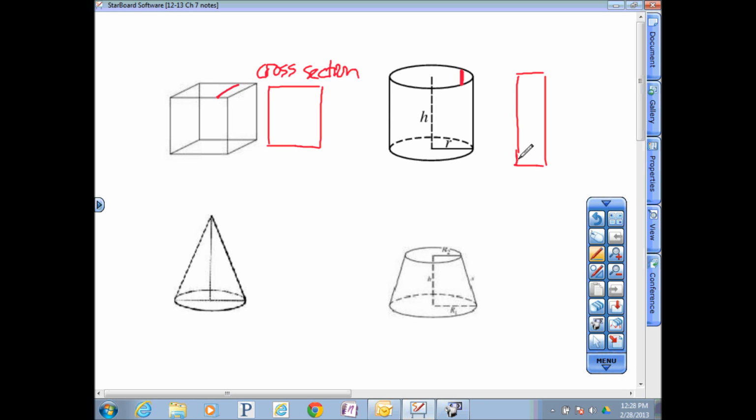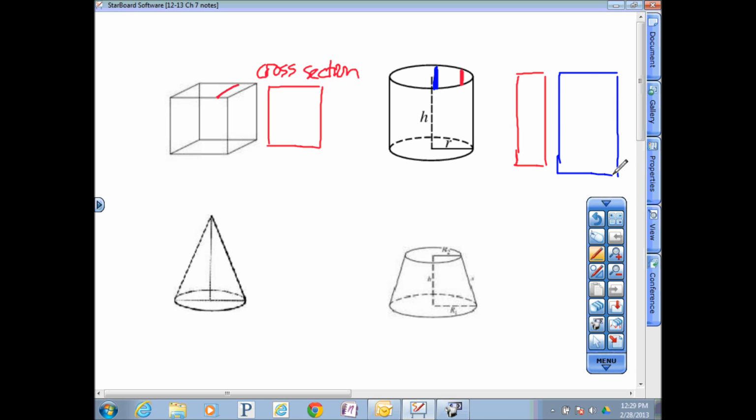Now, is the cross-section always the same size? No. It's always the same height in a cylinder, but what happens if you cut here, almost the diameter of that base? If you cut there, you're going to see a cross-section that, while it's the same height, is going to be much wider than the red one was at the beginning.